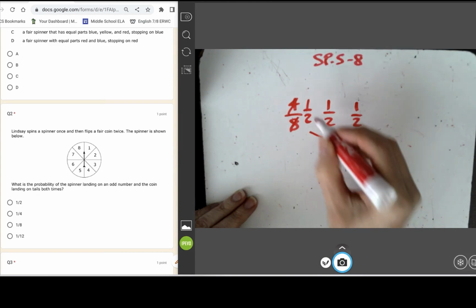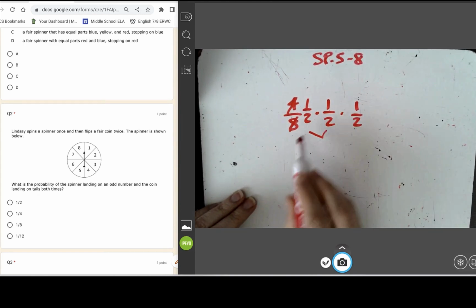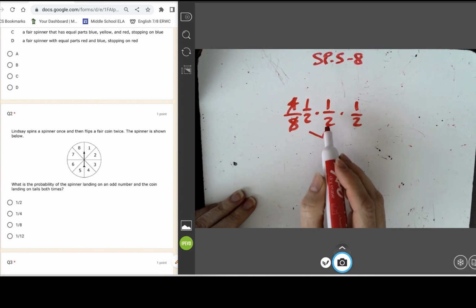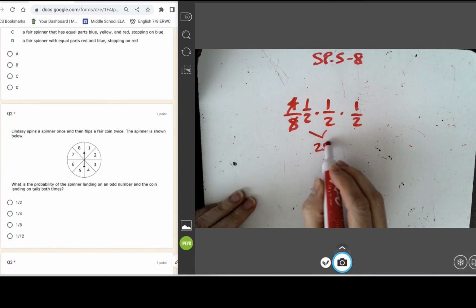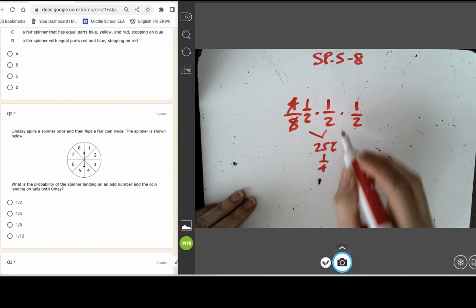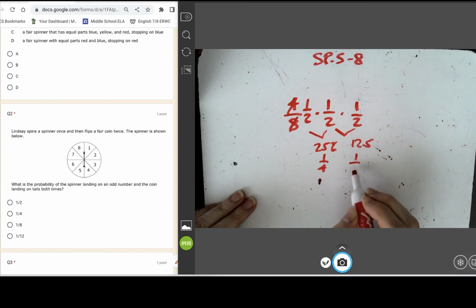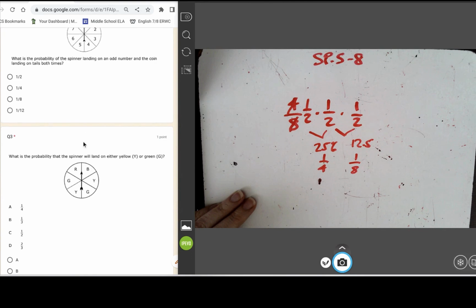Half times a half. Because remember, in compound probability, we multiply all the events together. So if you have a 50% chance the first time, you now have half of a 50% chance, or a 25% chance, 1 in 4. And then if you half it again, you get 12.5, or 1 in 8, which gives me answer choice C.